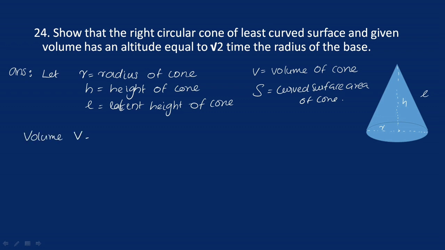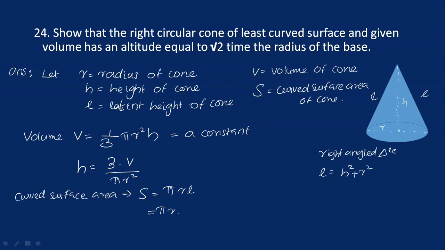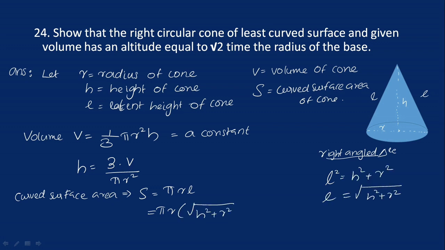First, what is the volume of the cone? We have the equation for volume of the cone, that is 1/3 pi r square h. So from this, h can be found, that is h is equal to 3V by pi r square. The curved surface area of the cone is S equal to pi r l. In order to find l, we have h and r, and we are considering the right angle triangle here. Since l is the hypotenuse, we can write l square is equal to h square plus r square, or l is equal to root of h square plus r square.